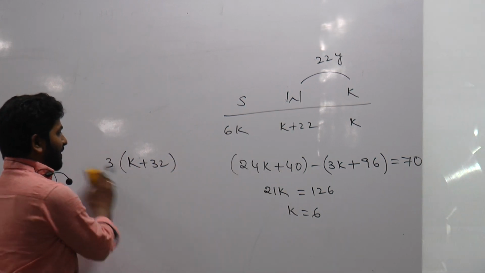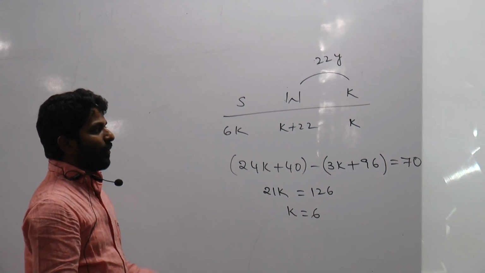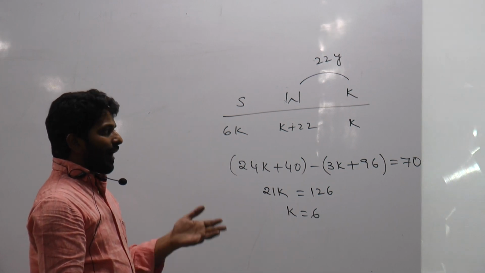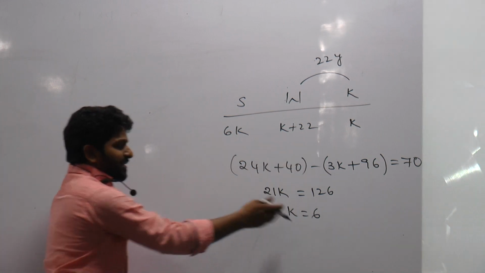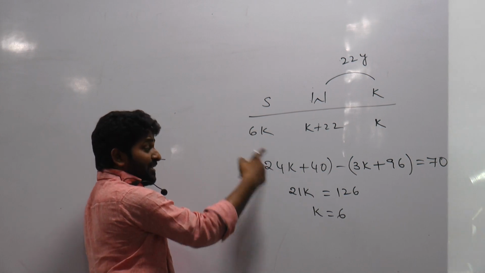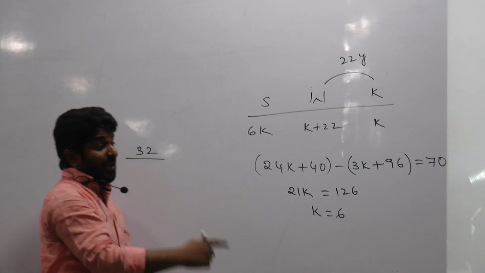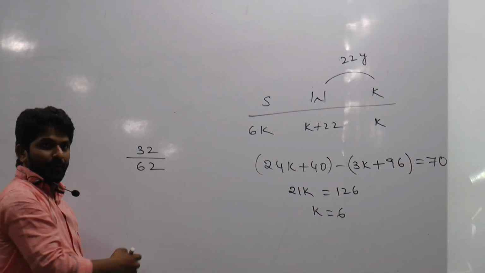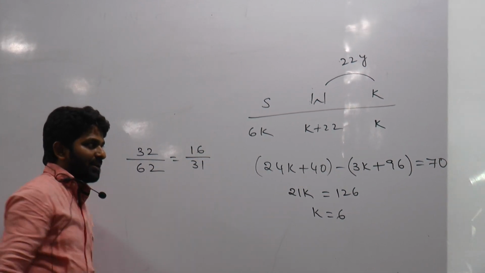Now let's substitute it. You are asked about the ratio between Kia's age and Sumer's age 26 years from now. What is present age of Kia? 6. After 26 years, 32. Sumer's age is 6 times of Kia's age, which is 36. After 26 years, that will be 62. Cancellation with only 2. This is 16 by 31. 16 is to 31.